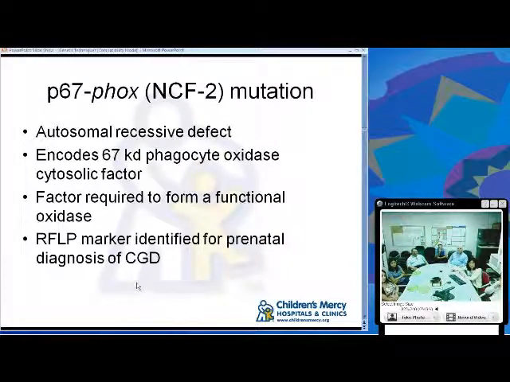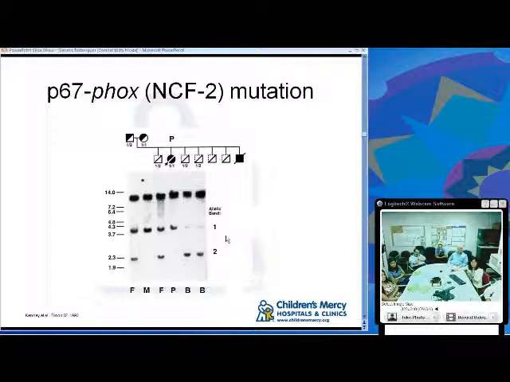So if we look at the P67 FOX mutation, it is an autosomal recessive defect. It encodes the 67-KD phagocyte oxidase cytosolic factor, and that factor is required to form a functional oxidase. And so we can use RFLP as a marker to identify, say, prenatal diagnosis of CGD. Okay? And so using that same technology that I just explained, here we have it with the actual family.